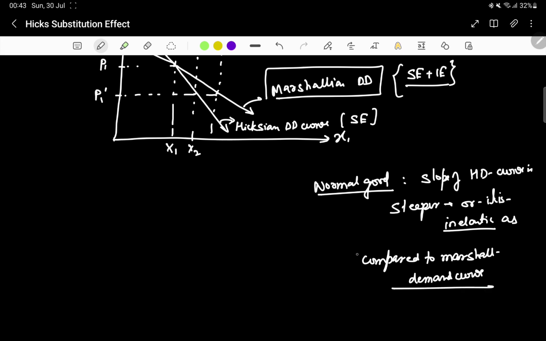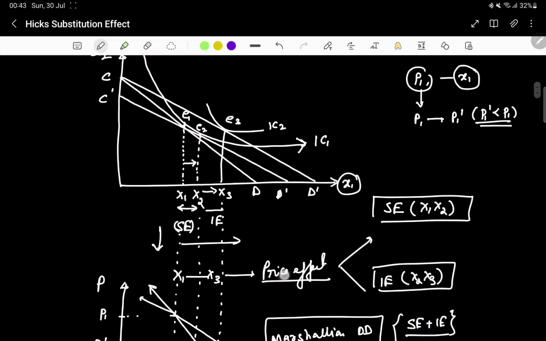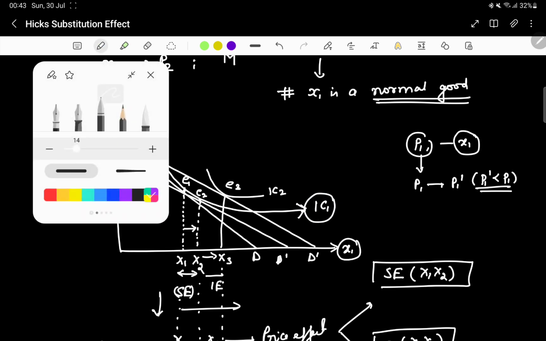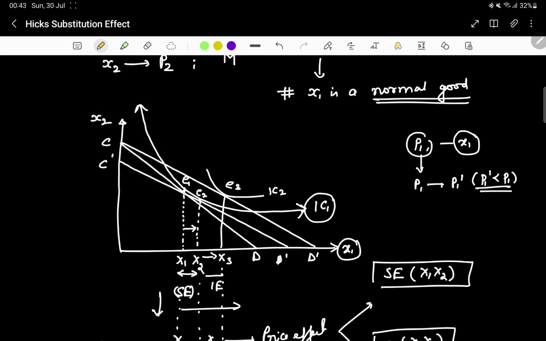Okay, so I think we have learned a lot of new concepts here. Let me recapitulate for you what we have done. We started from the E1 point, which was on IC1. Let me use a different pen, it will give you a good impression. We went from E1, which was on the initial IC1, to E2, and from E2 to E3, and this is how we progressed. This was the substitution effect, and this was the income effect, and all that we have solved here is for the case of a normal good.